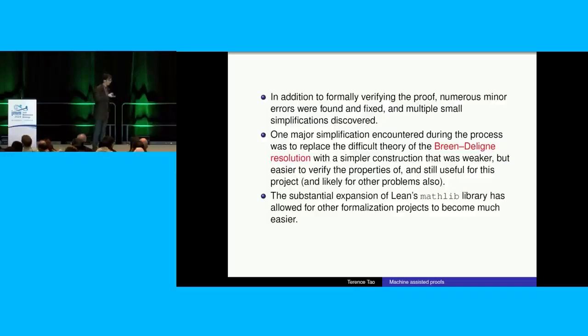The original proof used something very complicated, which I also don't understand, called the Breen-Deligne resolution. But in the course of formalizing it, it was too hard to actually formalize this theory, but they found that there was a weaker version of this theory which was good enough to formalize this application. This was actually a major discovery because this weaker theory could also potentially attack some other problems that the Breen-Deligne resolution is not well suited for.